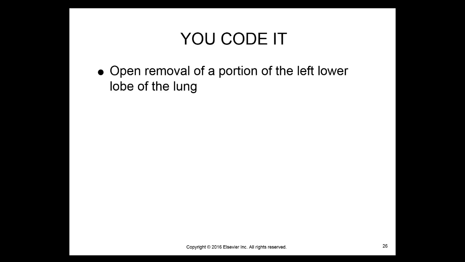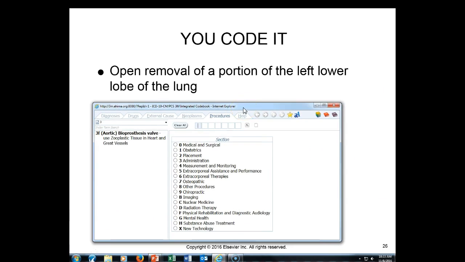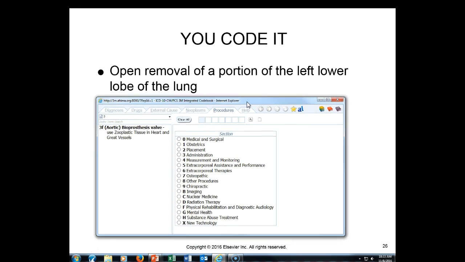Now I have some examples that I would like for you to code. You can look at this and then pause it, and then I'll demonstrate finding that code in the procedural coding system. For this, you're doing an open removal of a portion of the left lower lobe of the lung. So we're not taking out the entire left lower lobe. It's a portion of the left lower lobe. My approach is open, and I know that because it's a portion, this is an excision and not a resection.